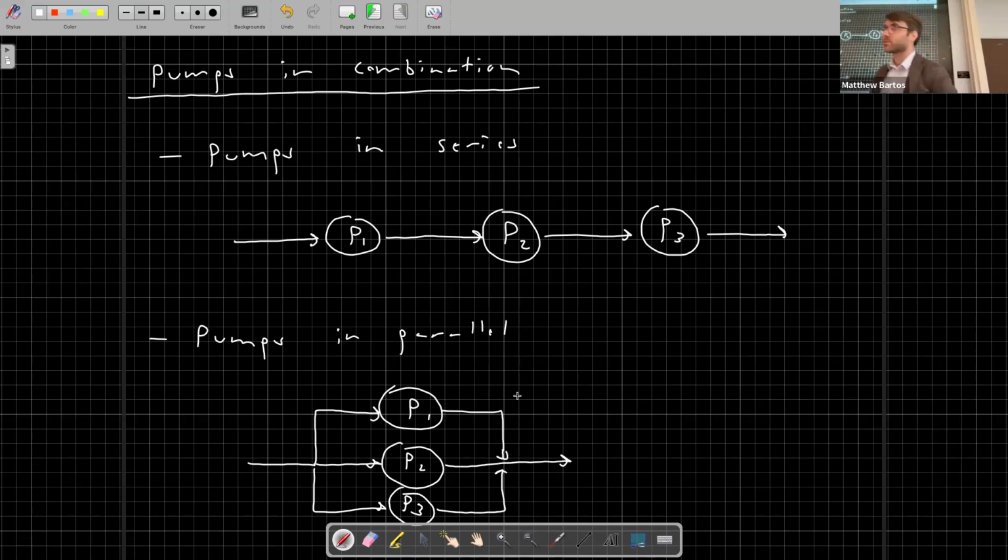These are the fundamental building blocks that we can use to construct any kind of combination of pumps that we want. There are two primary ways, pumps in series and pumps in parallel. If you've taken any kind of class in electrical circuits, the behavior of pumps in series and parallel is going to be very similar to the behavior of circuit elements in series and in parallel. So let's talk about pumps in series first, because it is the simpler case.